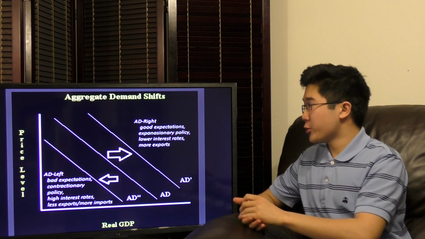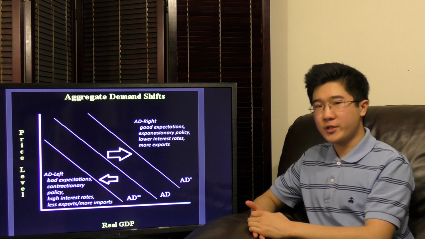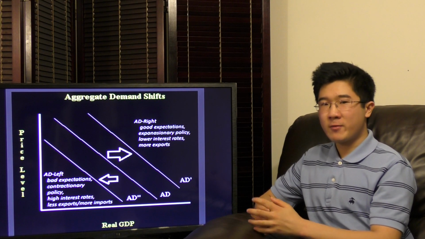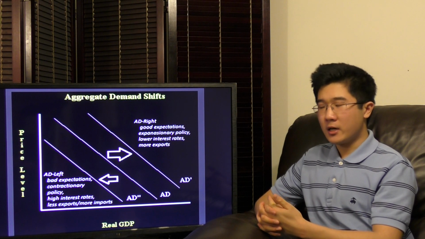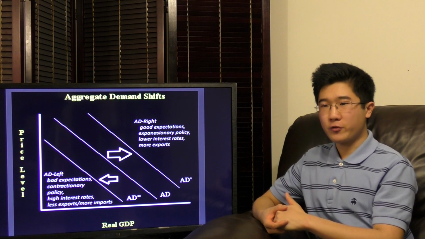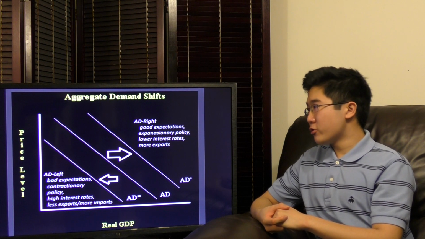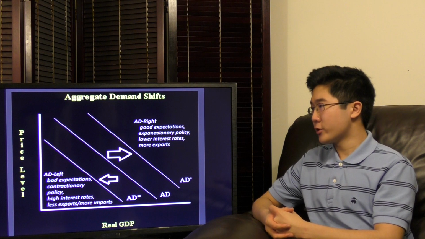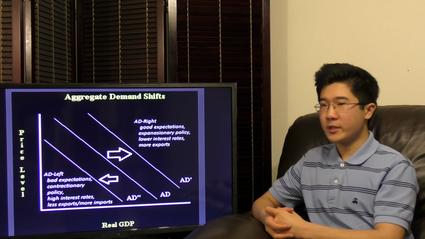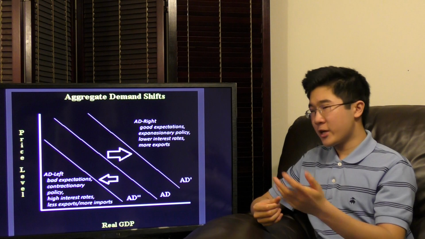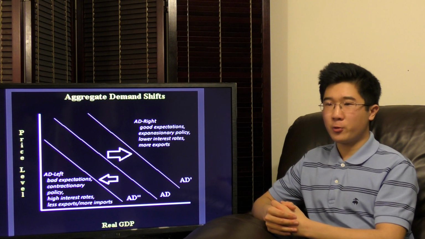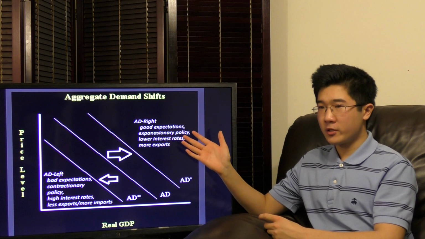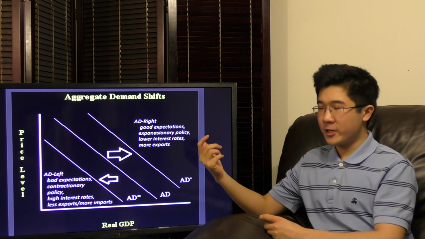And it shifts right due to good expectations by consumers, which of course increases consumer spending and consumer confidence; expansionary government policy, which would increase government spending and also perhaps decrease household taxes, which increases consumer spending; lower interest rates by the Fed, which will increase consumer and investment spending; and more exports, perhaps due to policy or just naturally. More exports increases our net exports, which shifts our aggregate demand to the right. So we can see that expansionary fiscal policy and expansionary monetary policy by the Fed can shift our aggregate demand curve right.